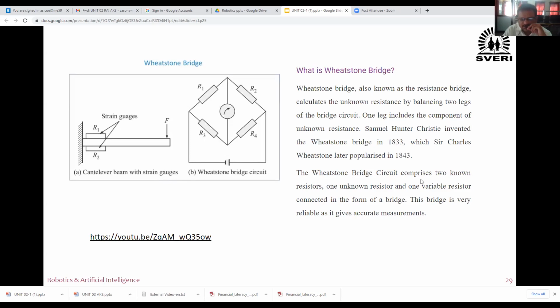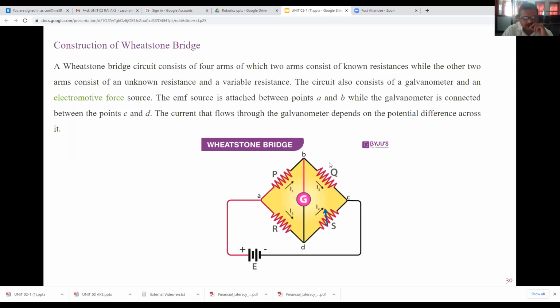The Wheatstone Bridge circuit comprises two known resistors, one unknown resistor, and one variable resistor connected in the form of a bridge. This bridge is very reliable as it gives accurate measurements. Now, this is nothing but Wheatstone Bridge.